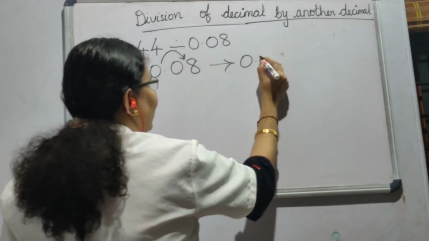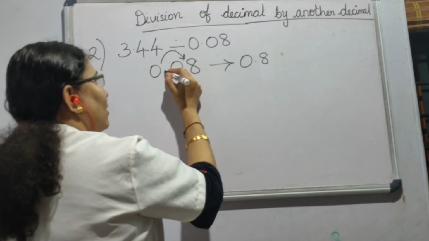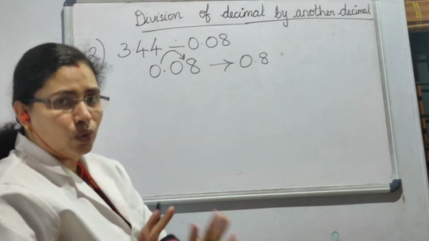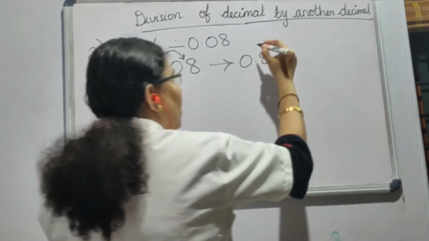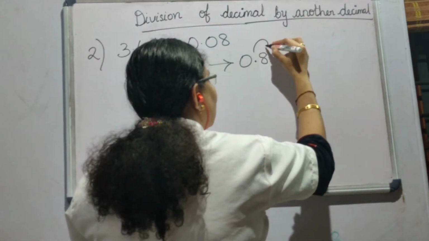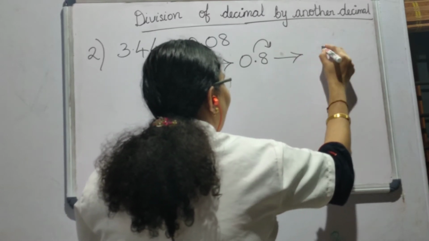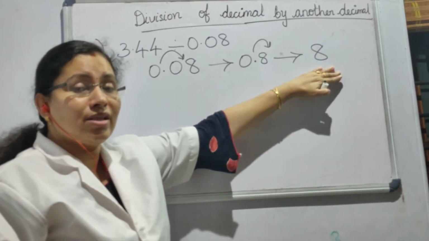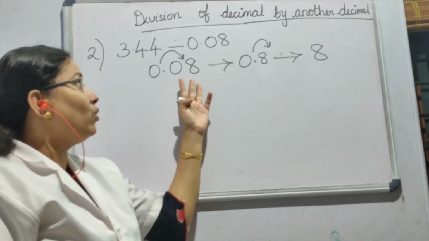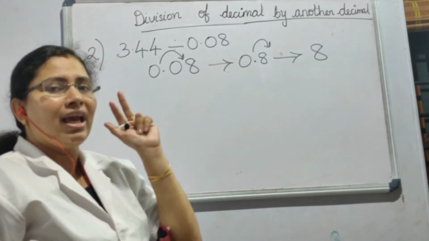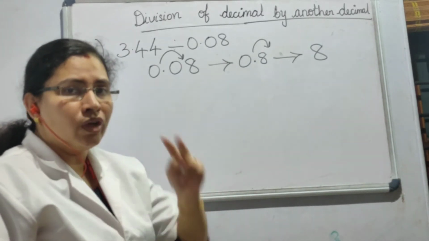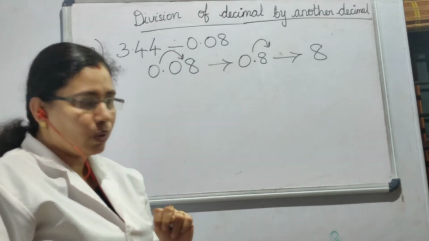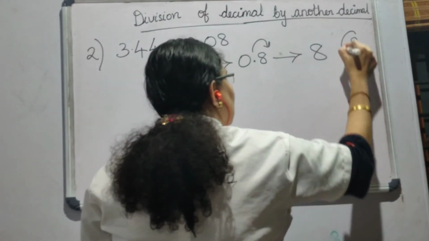When we move the decimal point one place, you will get 0.8. Is it a whole number? No. So we have to move one more time. Again we move the decimal point towards the right, so the answer becomes 08. Then we ignore the 0 and the answer becomes 8. So how many times did we move? 2 times. In the divisor, we moved the decimal point 2 times towards the right.